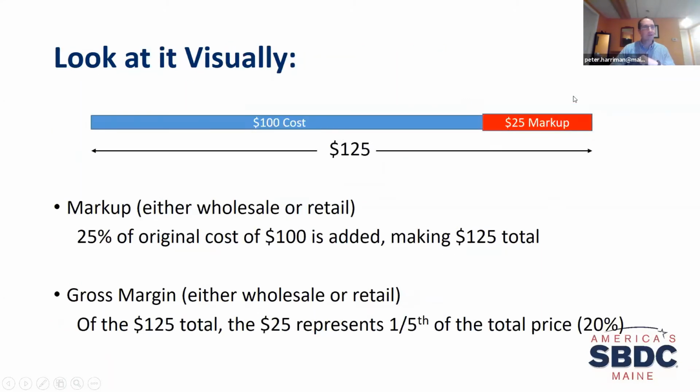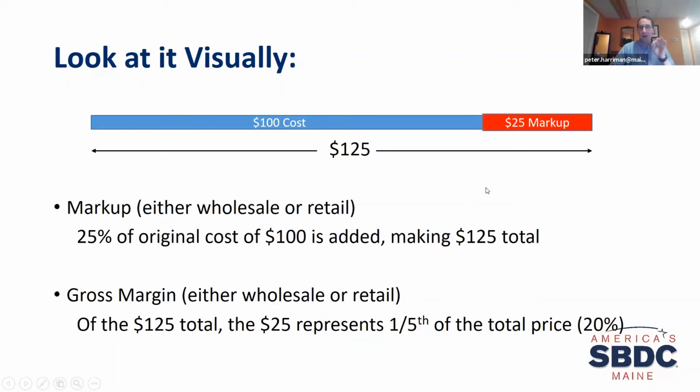So looking at it visually, again, I like to beat it with a dead horse. But markup, either wholesale or retail, we got the 25% of original cost of 100 is added, making 125 total, right? Whereas gross margin of the 125 total, the $25 is just 20%, right? And so when you're talking to retailers or wholesalers or whatever, you might throw these terms out. So it's important that you know which term is which and what it means and how it does with your price.